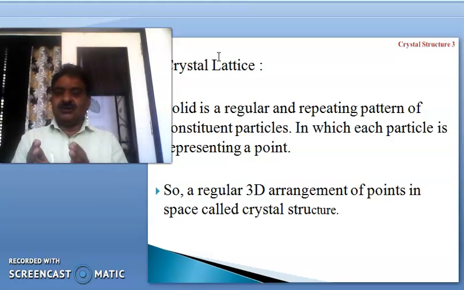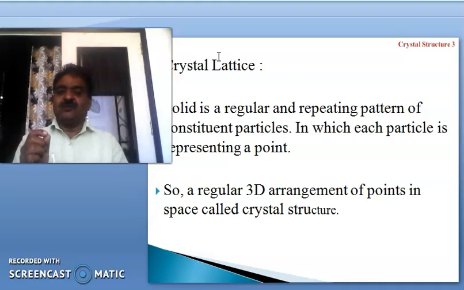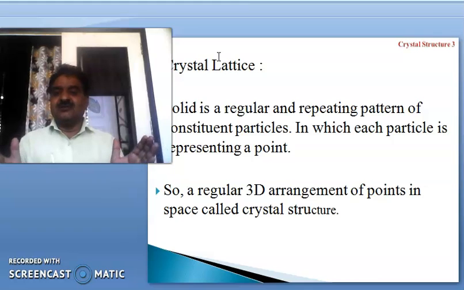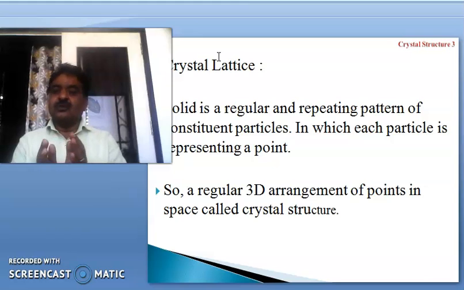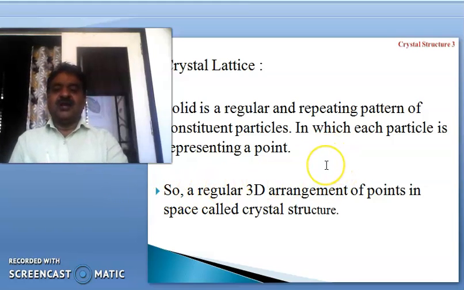A crystal is nothing but a regular and repeating pattern of constituent particles in which each particle is represented by a point. So a regular three-dimensional arrangement of points in space is called what? Crystal structure. I'll show you figures so that you will come to know the idea of a regular three-dimensional arrangement. So remember, a regular 3D arrangement of points in space is called crystal structure.